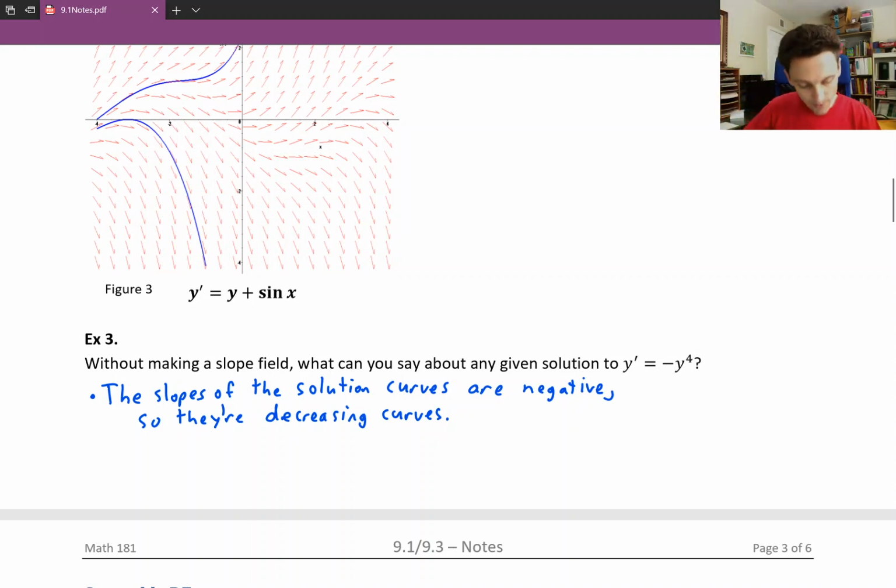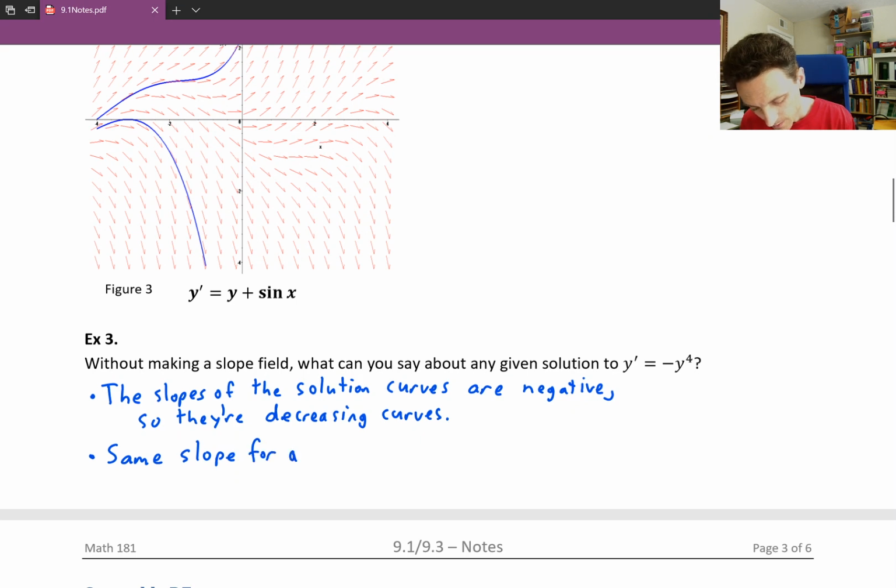For example, if you plug in y equals 1, you'll get a slope of -1. So that means all along the horizontal line y equals 1, your slopes are going to be -1, all along that line, no matter what the x value is. So you have the same slope for a given y value regardless of the x value.